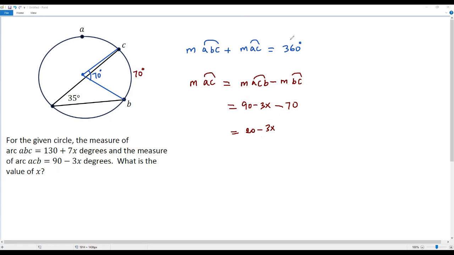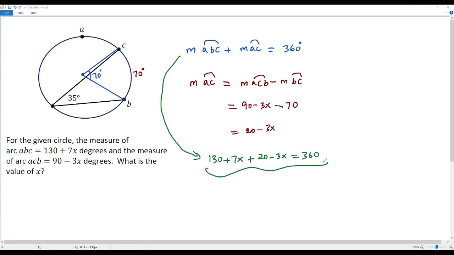Now, let's consider this equation. Let me take this equation over here. For the measure of arc ABC, we have 130 + 7x. Let's plug in this one, plus, for the measure of arc AC, just now we got 20 - 3x. On the right side, we have 360. Now let's solve for x in this equation.